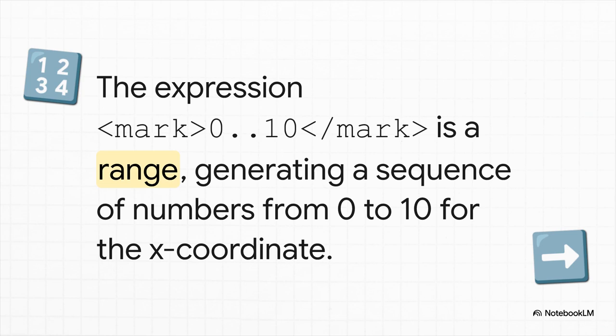Well, that little expression 0..10 is called a range. So instead of giving the x-coordinate just a single number, we're giving it an entire sequence of numbers, from 0 all the way to 10. Dynamo instantly gets it and creates all 11 points for us, perfectly spaced out in a line. That is the power of automating repetition.